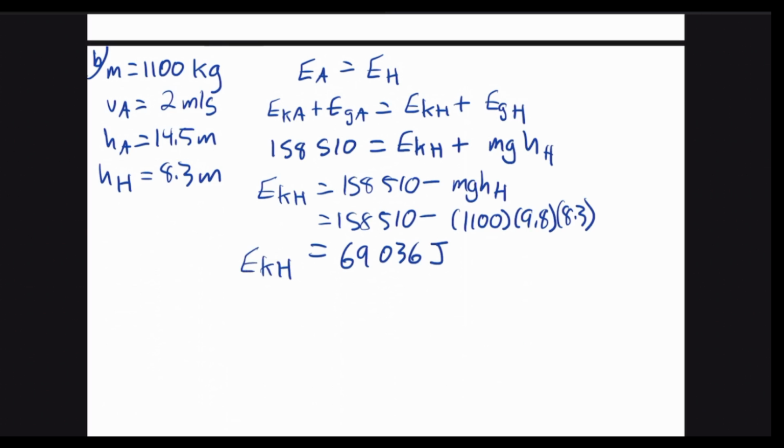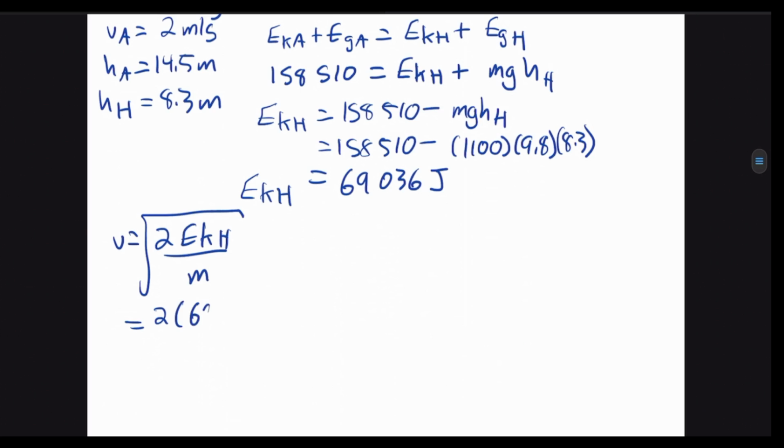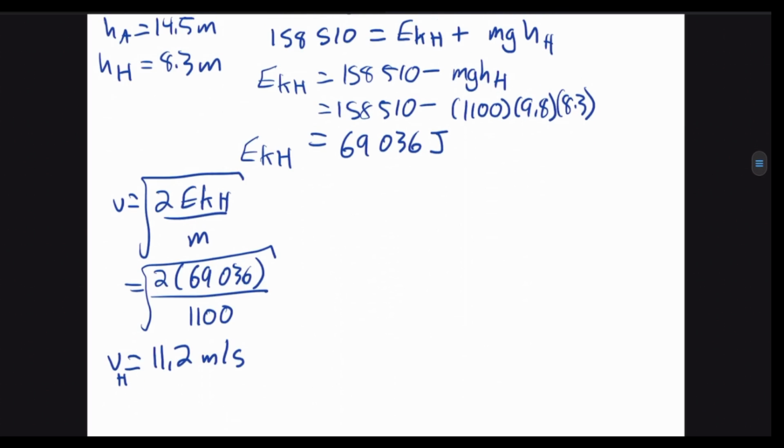As before, we're going to use our velocity equation. 2 times the energy over the mass equals 2 times 69,036 divided by the mass, which was 1,100. Don't forget the square root. And we're going to find that our velocity at point H is 11.2 meters per second. And I'm not going to make a concluding statement just for the sake of time, but we've stated it pretty clearly there at the end.